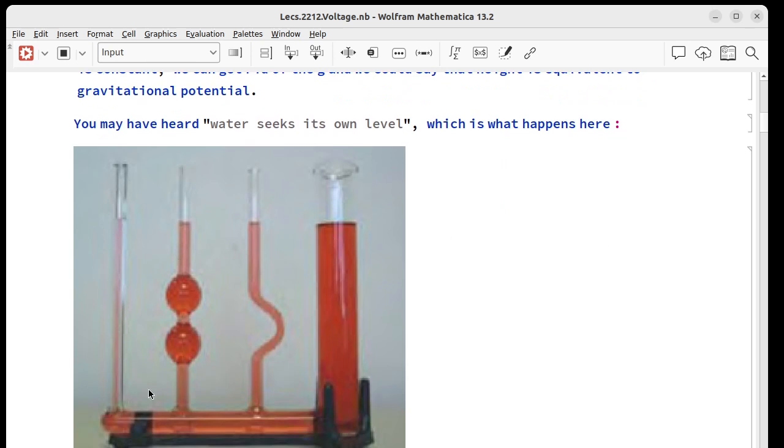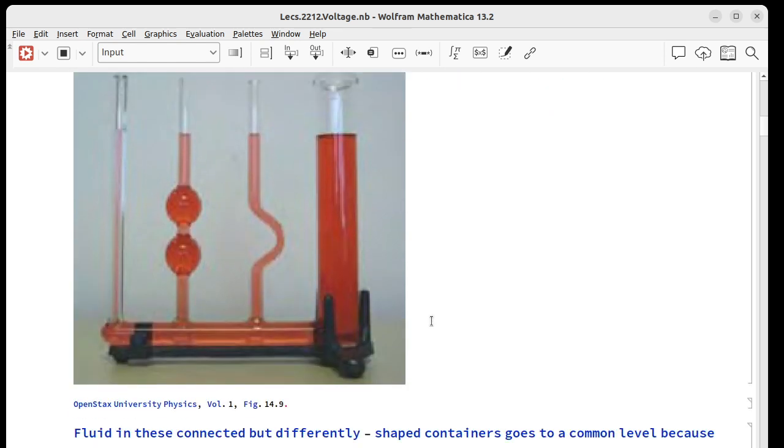We look at all these weirdly shaped containers and the fluid in them is all at the same height. The reason is the surface of the fluids are at the same height because the surface of the fluid is an equipotential. All parts of it have the same gravitational potential. So here, since little g isn't changing, all parts have the same height.